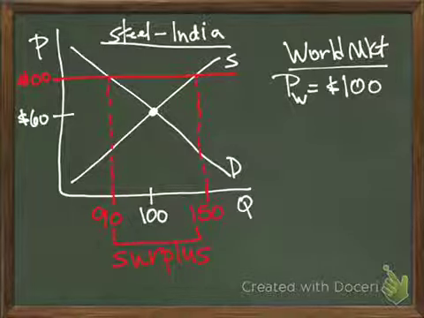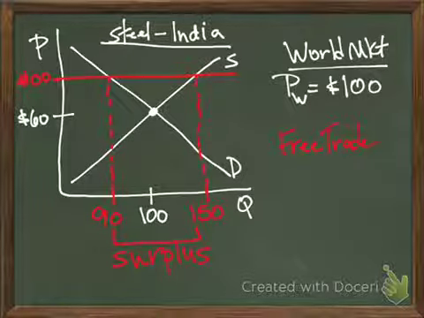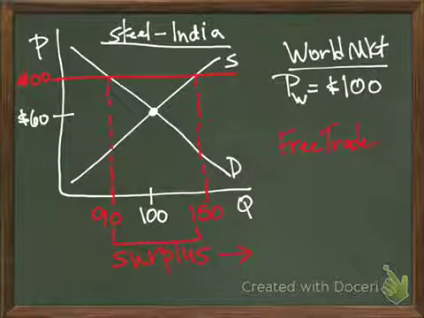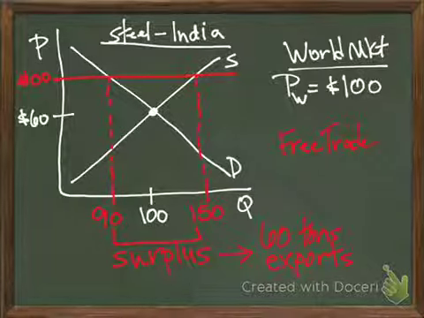And so what we see when we have free trade, okay, so our economies are not closed and we're allowed to trade with one another. When we have free trade, if there's a surplus present, then India is going to export this steel. And so the surplus of 60 tons per week would become exports out of India and to the rest of the world.